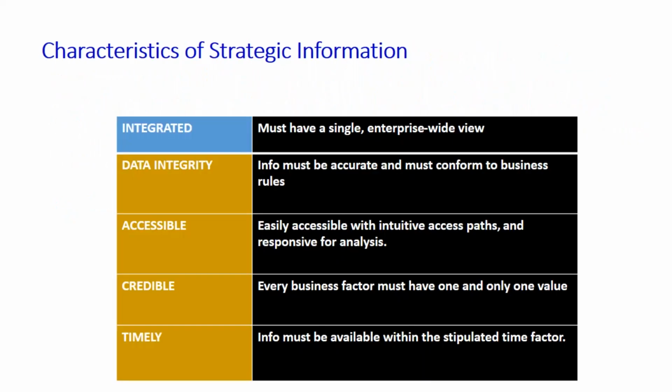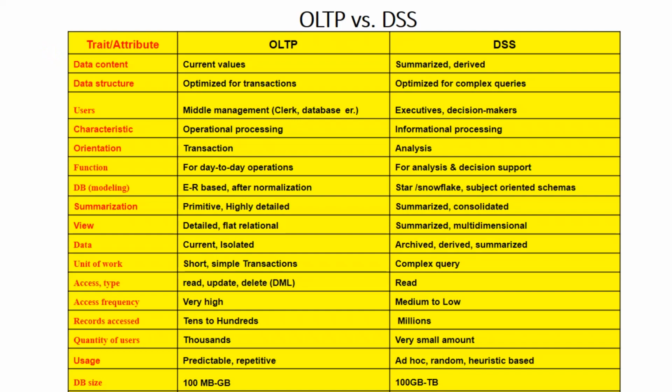So what are the characteristics? It should be integrated in nature, have data integrity, it should be accessible, have credibility to the user, and be timely. When I say integrated, it must have a single enterprise value. When I say credible, every business factor must have one and only one value, so there should be no misleading value or misinterpretation. Timely information must be available within the stipulated time factor.